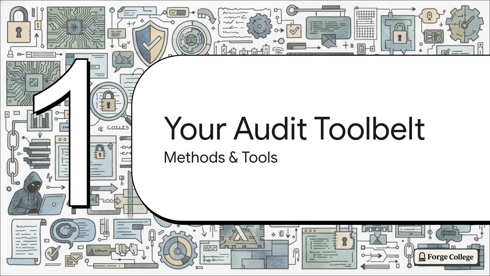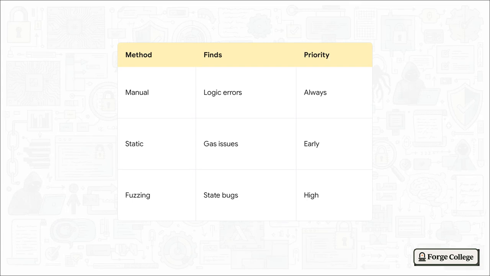All right, Part 3, your audit tool belt. Let's crack it open. So how exactly do we hunt down these underlying bugs? We generally rely on three main tools. First up is manual review. This is the classic tracing the logic line by line. It is absolutely essential for finding those logical flaws, intent versus implementation errors we mentioned earlier. You should always do this.